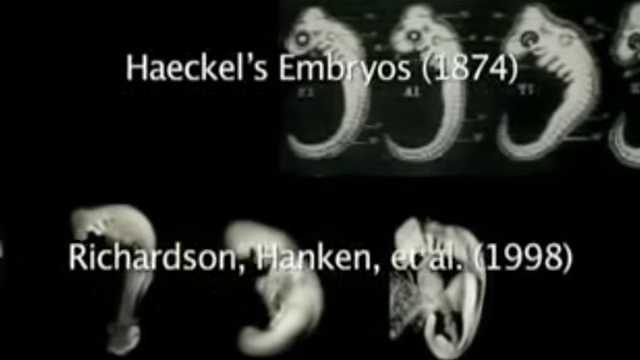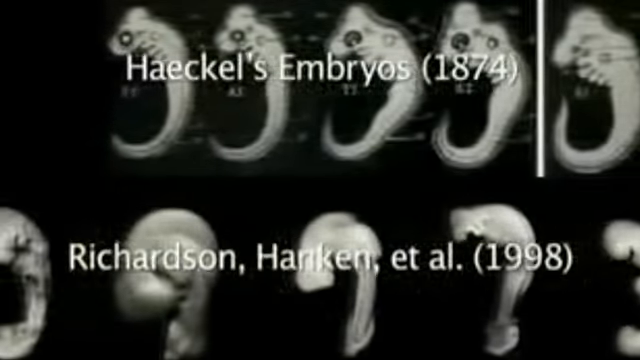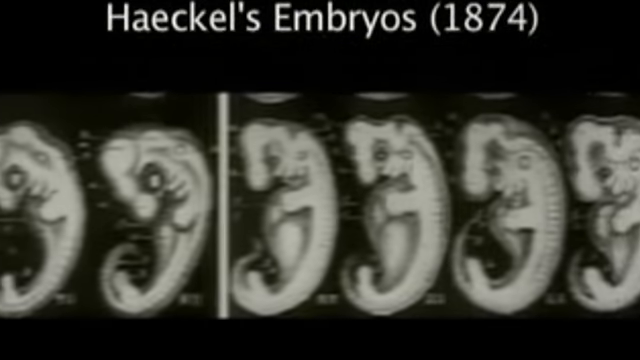Look at how similar his drawings are for early-stage embryos of everything from fish to birds to humans, compared to actual photos made a decade ago by Richardson, Hanken, and others. That these drawings are fraudulent. But there's a second part, which is the accusation that Haeckel's drawings continue to be used in textbooks. And they are still in many textbooks that are used today. He misdraws them so that they really do look similar.